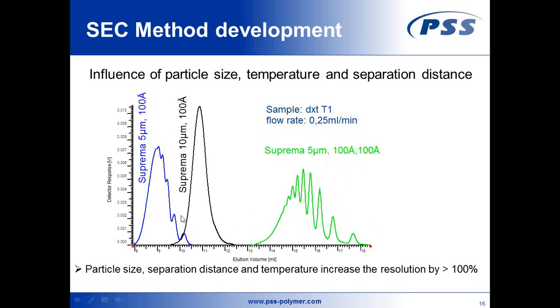It is the same sample measured on 3 different columns, and from the black to the red, for example, we have reduced the particle size, increased the separation distance, and reduced the flow rate from 1 mil to 0.25 mil per minute in order to get as perfect a separation of oligomers as possible. This would also be very helpful for protein separation if you want to separate monomers from dimers, trimers, but I'm going to show you some more examples of this later on.